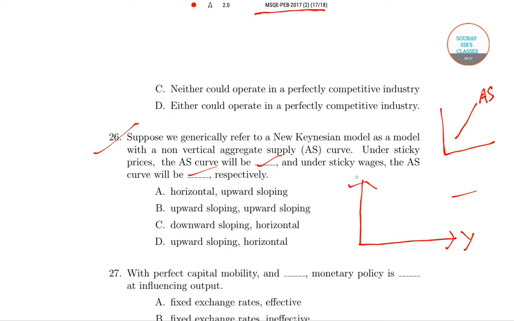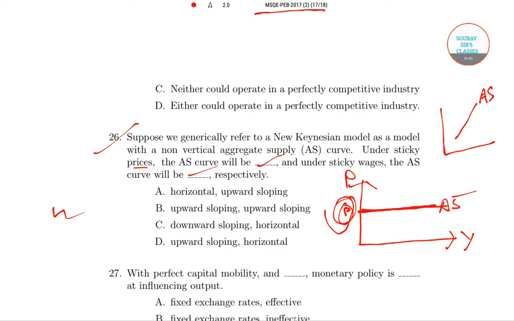The AS curve shows the relationship between income and price. Now under the sticky price model, the name itself suggests that the price will be constant, that is, unchanged. At this level the price is constant, so we will draw a horizontal line, which is the AS curve. So under the sticky price model, the AS curve will be horizontal because the price is sticky, that is, the price is fixed.